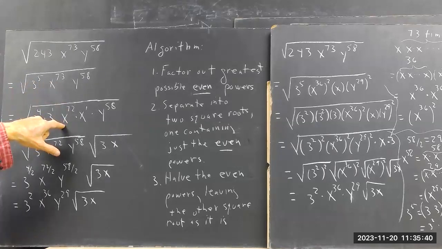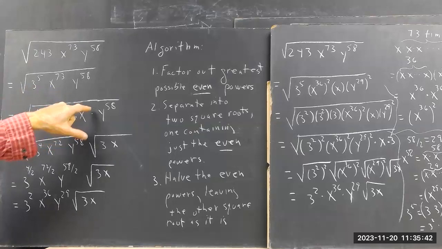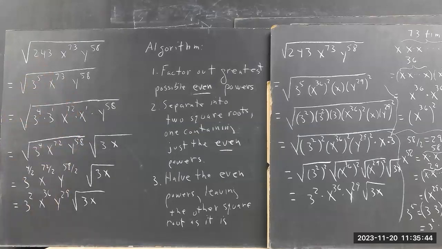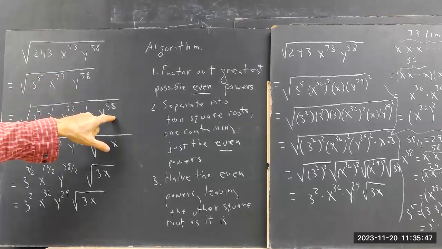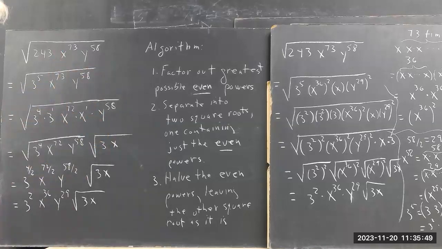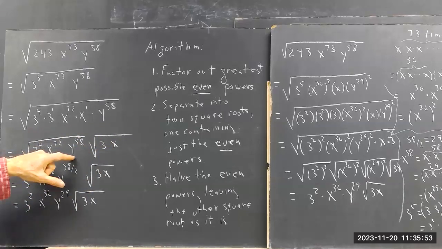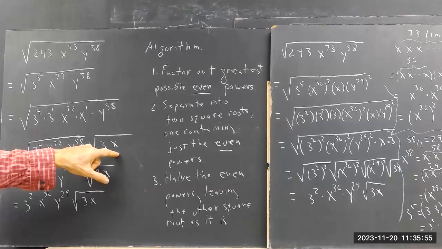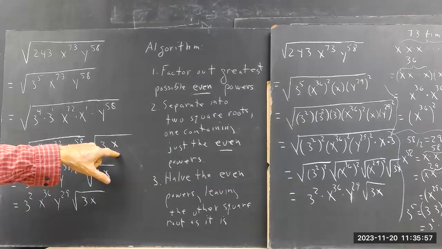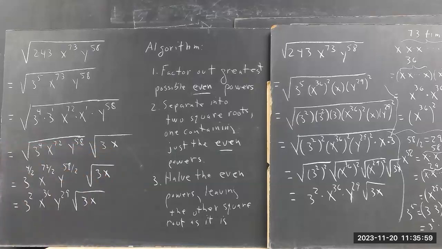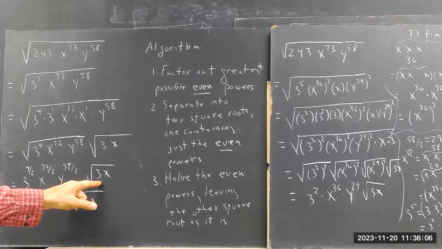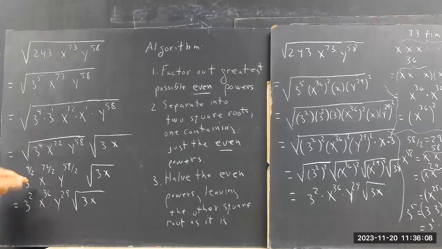So to have an x to the 72, we also need an x to the 1 since we need 73 of them. And y to the 58 already is even. So there we have it. And then we separate out all the even powers into one square root and everything left over here. Then we just take half of each even power, leaving the other one as it is. And of course, we do the arithmetic and we get our numbers.